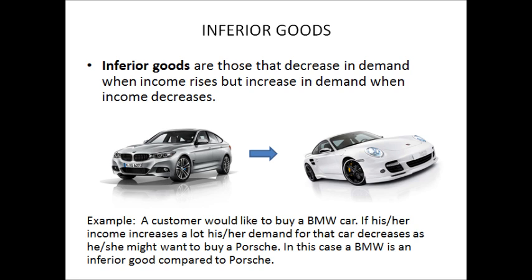Inferior goods are those goods that when income rises, demand decreases. For example, a customer would like to buy a BMW car. If his or her income increases a lot, his or her demand for the car decreases as he or she might want to buy a Porsche. In this case, a BMW is an inferior good compared to a Porsche.